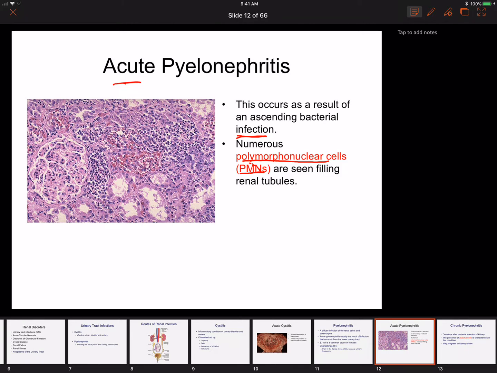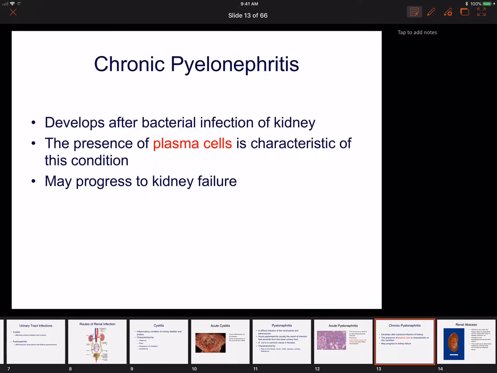Sometimes the acute infection may transition and become a chronic type of infection, and this is usually when we see plasma cells. Now, if you remember, plasma cells are indicative of a chronic type of infection, and if it's chronic, it means it's for a longer period of time. It could predispose and progress into kidney failure.